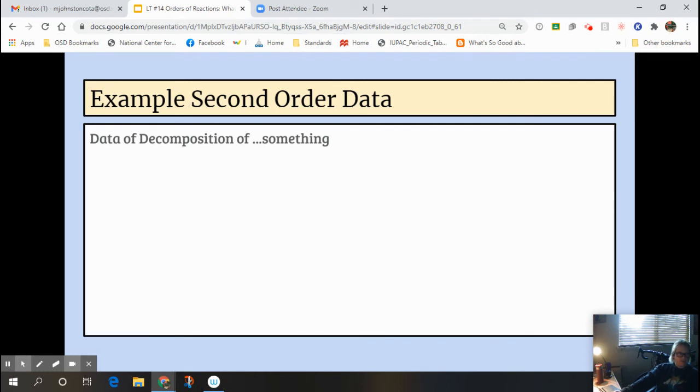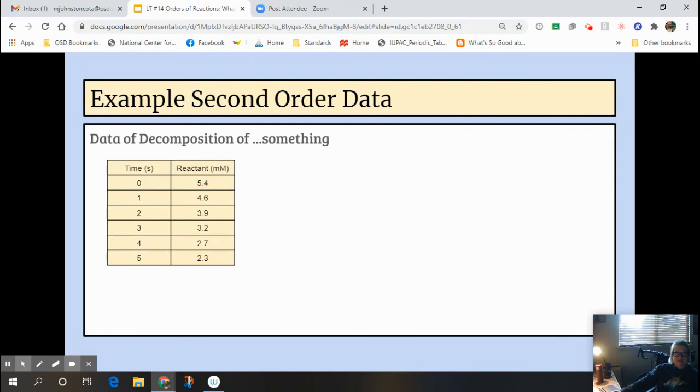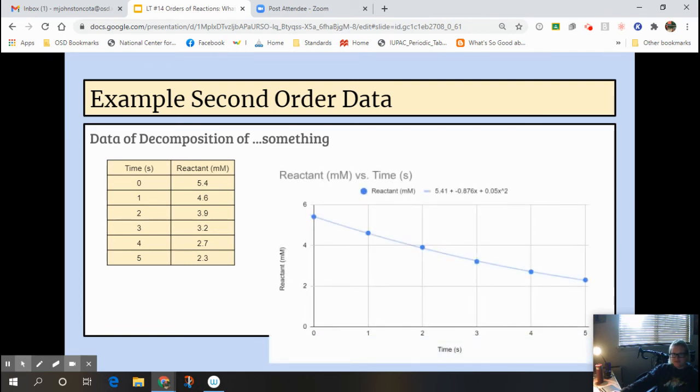I couldn't find data to have a specific reaction, so I just kind of made some up. And let's pretend we have the decomposition of something. We're decomposing something that's second order. The rate data that I came up with looks like this. A concentration versus time graph is going to look like this. And you will notice here that when I did my quadratic fit in Google Sheets, that I'm going to get a nice quadratic equation here, just like that.